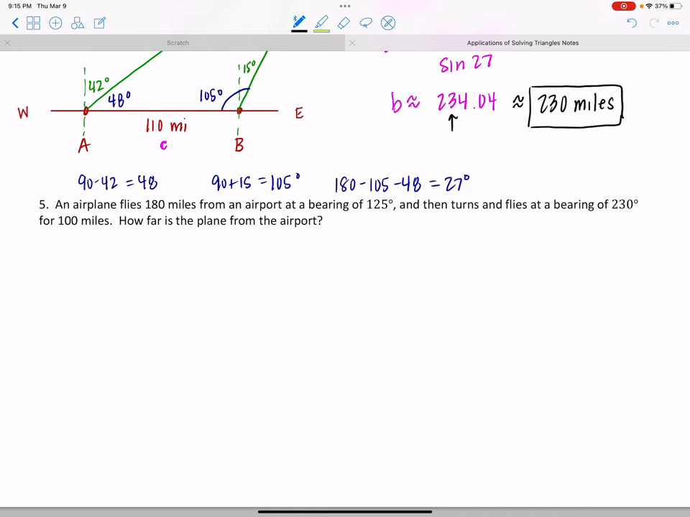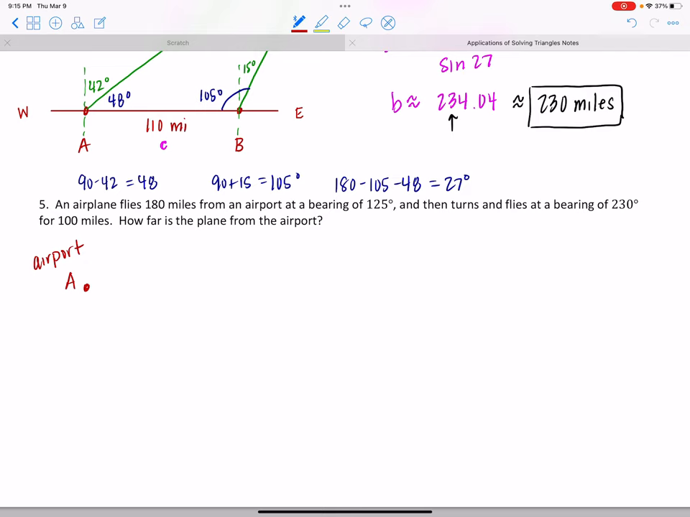Okay. So we have, sorry, my pencil thing fell. An airplane flies 180 miles from an airport at a bearing of 125 degrees. So let's call it the airport, point A. Okay, a plane is going to fly 180 miles from that at a bearing of 125.